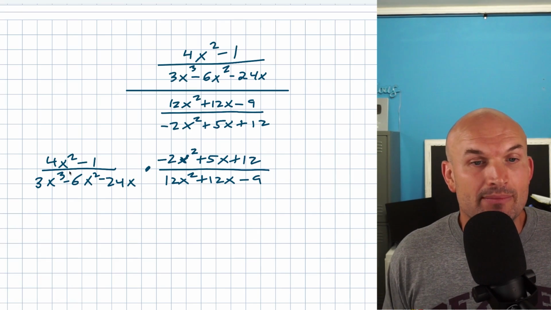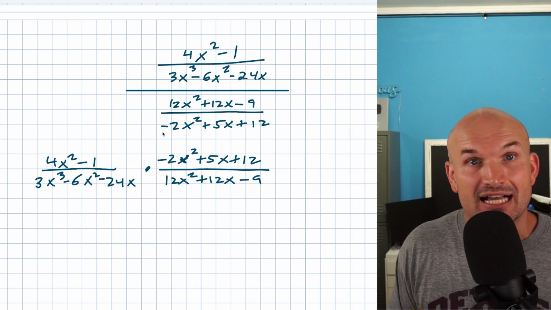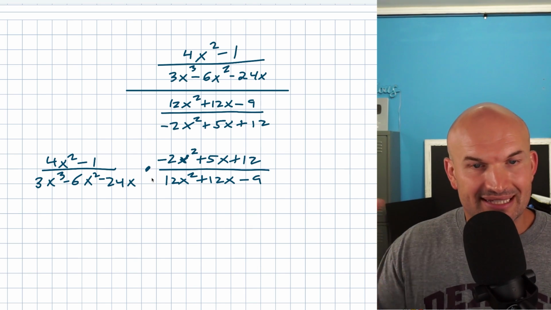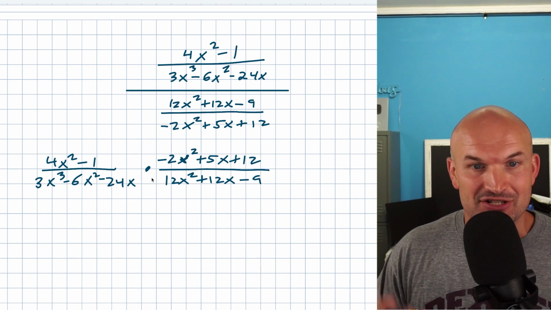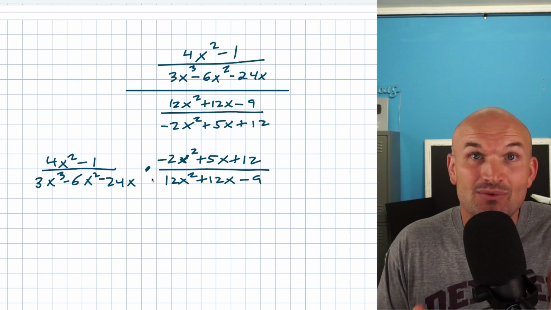Then rewrite the whole problem again in factored form so we can see exactly what we can go ahead and factor out. Again, remember, the key idea when simplifying complex fractions is factoring. This is what separates you guys.